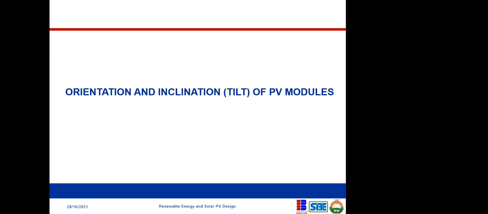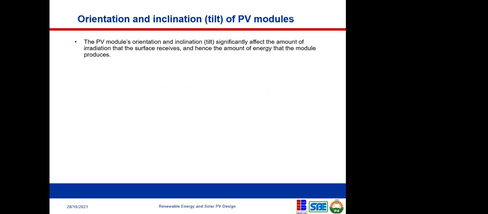So now we're going to talk about orientation and tilt angle. I said we'll come to this. So now, orientation and inclination tilt of a PV module. How do you tilt your PV module? You don't want to install trackers, but you want to make it fixed, but you still want to get the best out of your system. How do you do that? So the PV module's orientation and inclination, some other people use tilt. They all mean the same thing.